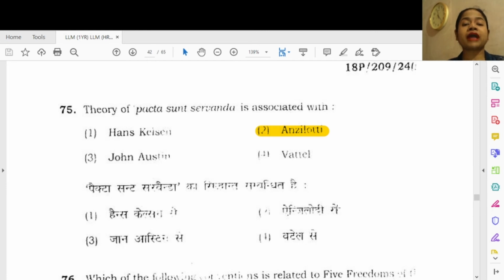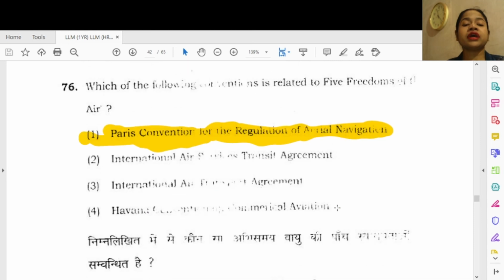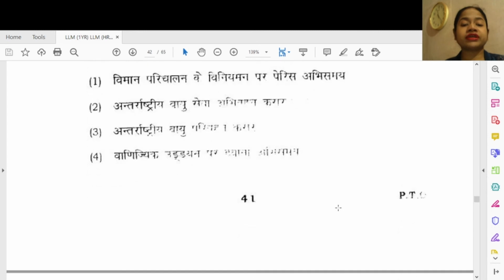75. Theory of pacta sunt servanda is associated with, this is option number 2, Anzilotti. 76. Which of the following conventions is related to 5 freedoms of the air? This is option number 1, Paris Convention for the regulation of aerial navigation.